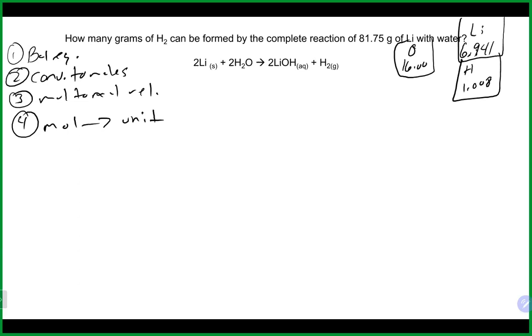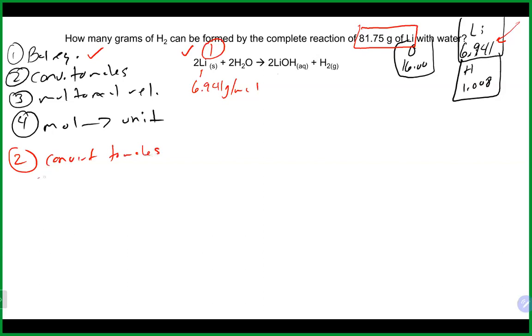So again, it is always the same 4 steps. So we're going to start with balancing the equation, which obviously we did in the previous problem. So that is good to go. The next thing that we want to do is convert to moles. Do we need to do that? We do, because again, the only piece of information that's given to us is 81.75 grams of lithium. We will go to the periodic table and we can see that lithium there is 6.941 grams per mole. So that is the second step we're going to do after we balance this guy. We're going to convert to moles.